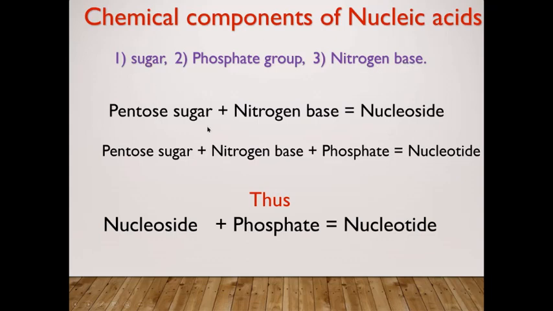Pentose sugar plus nitrogen base is equal to nucleoside. Pentose sugar plus nitrogen base plus phosphate is equal to nucleotide. Thus, nucleoside plus phosphate is equal to nucleotide.